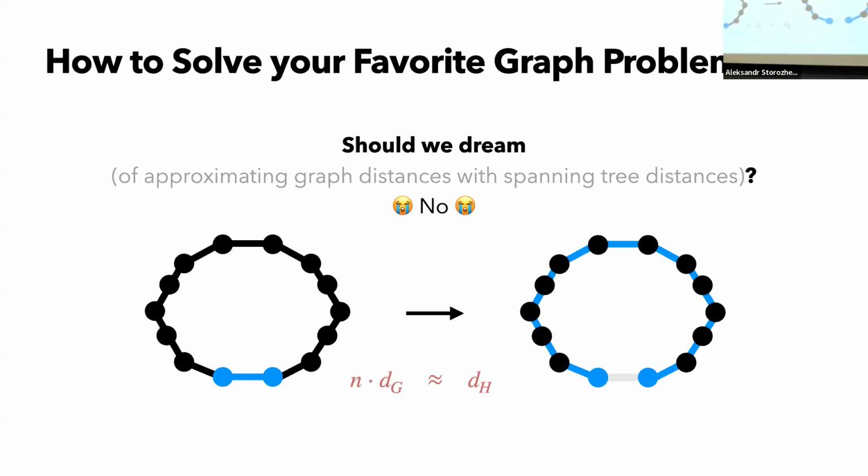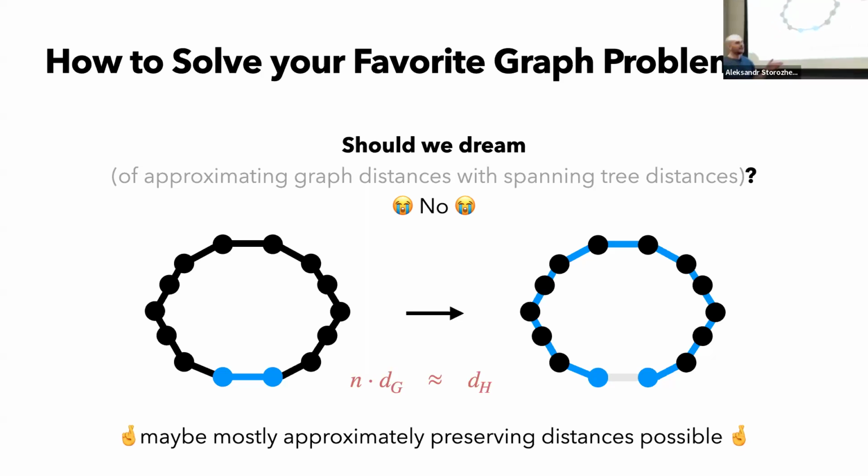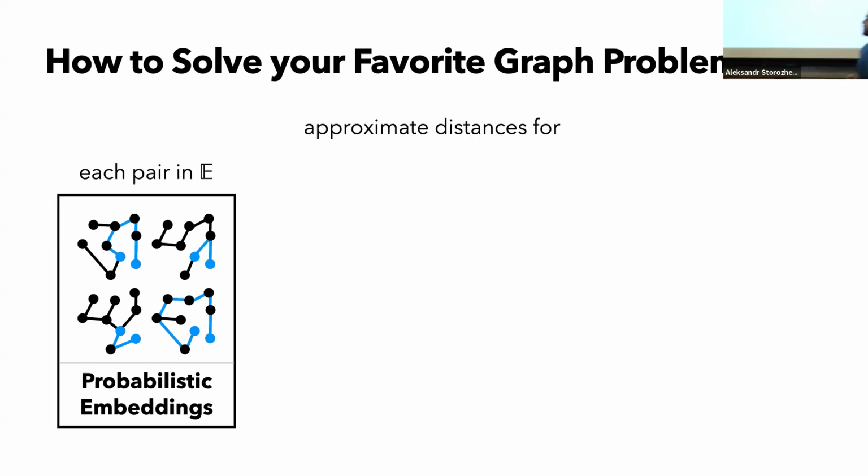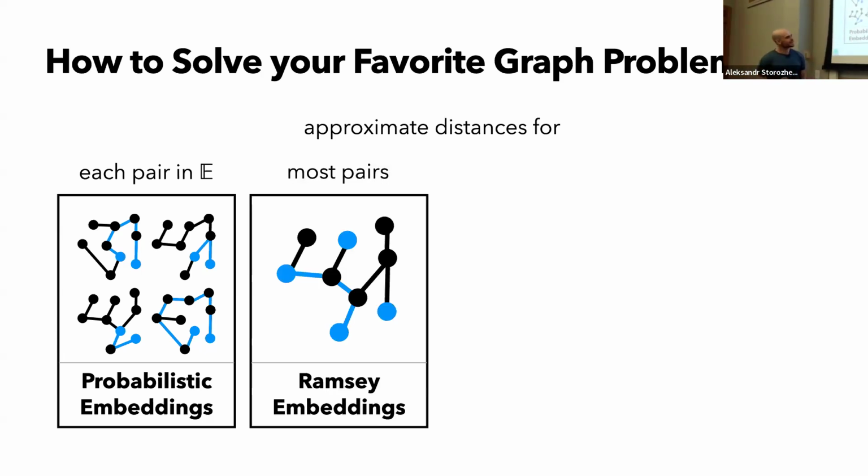So the answer is no, but now you might hope maybe we can mostly approximately preserve distances or something like that. Maybe if we relax our goal more, we can hope to achieve something non-trivial. And this is sort of the right intuition. So basically, people have come up with all sorts of ways of fighting against this cycle counterexample. If you accept a distribution over spanning trees rather than a single spanning tree, and you only care about preserving distances in expectation, then all of a sudden you can get polylogarithmic guarantees. These are called probabilistic tree embeddings.